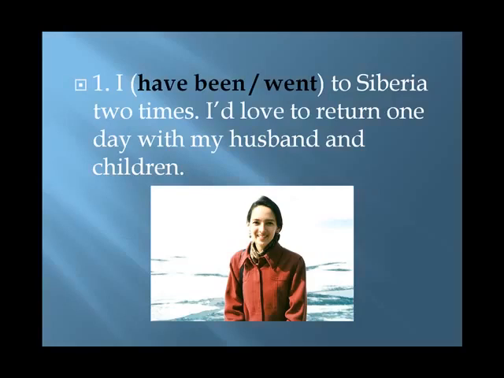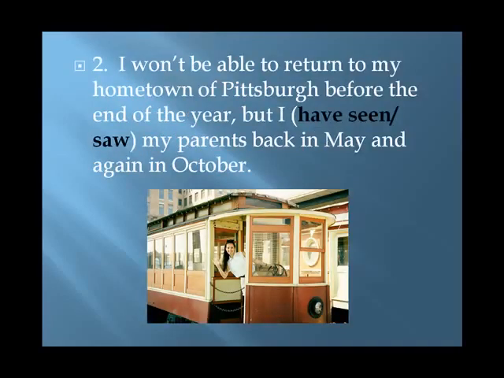Answer. I have been or I've been to Siberia 2 times. I'd love to return one day with my husband and children. I said I've been because there's a suggestion of a future visit. I don't think the simple past is incorrect, but I think that the present perfect is the better choice here. Number 2.